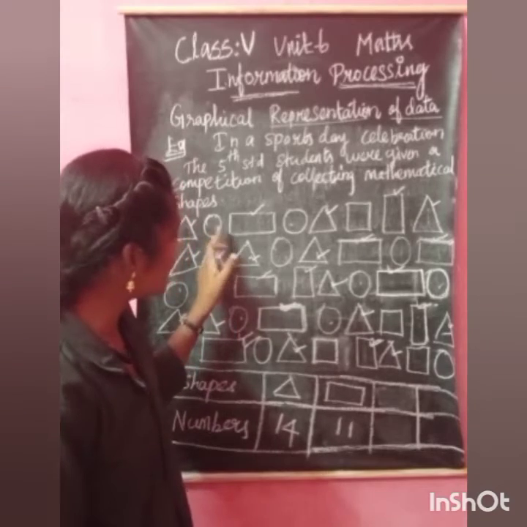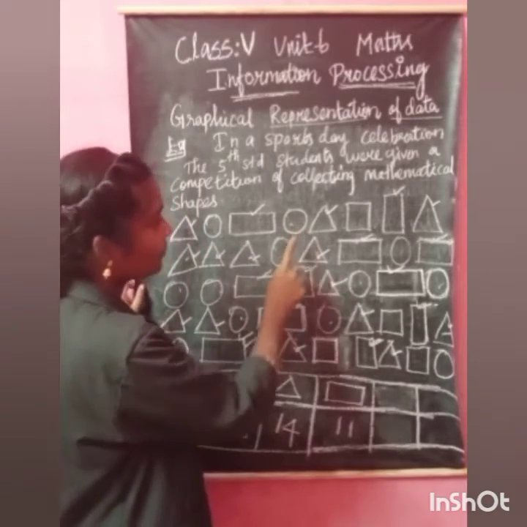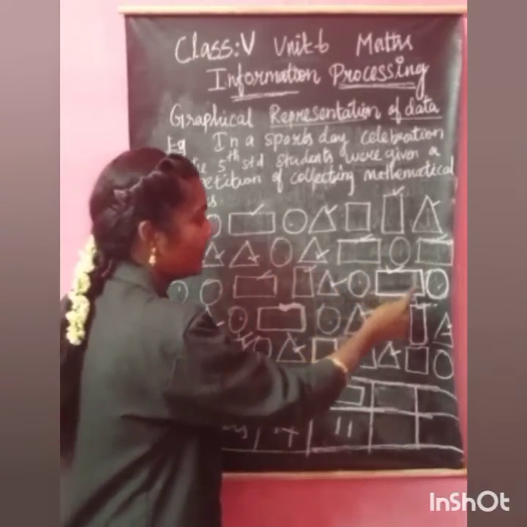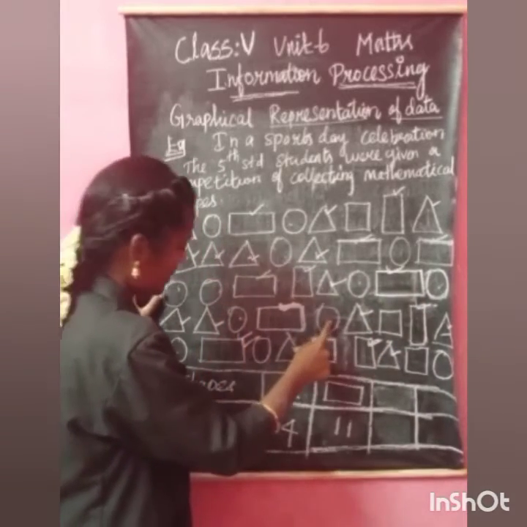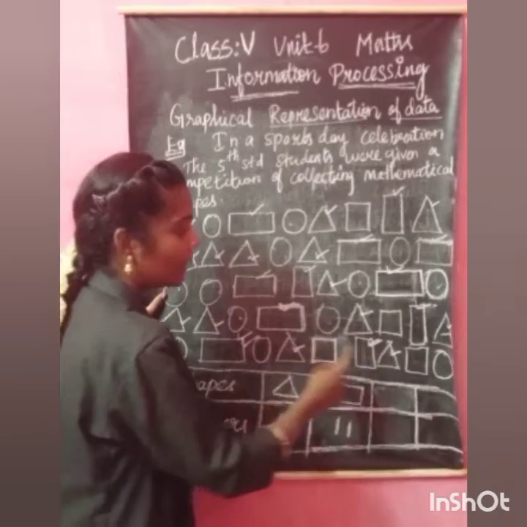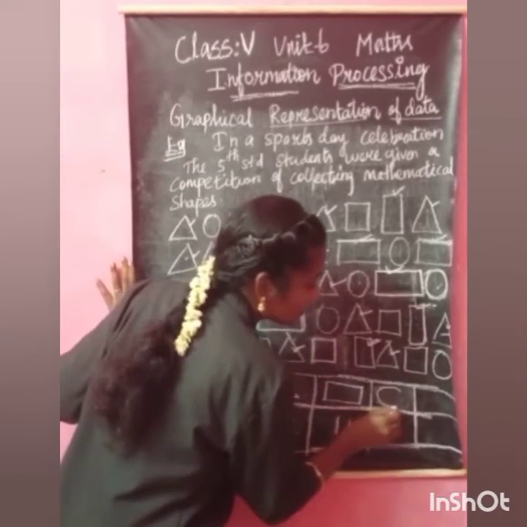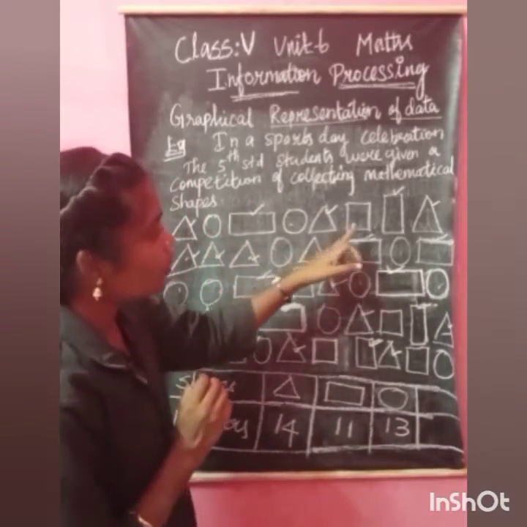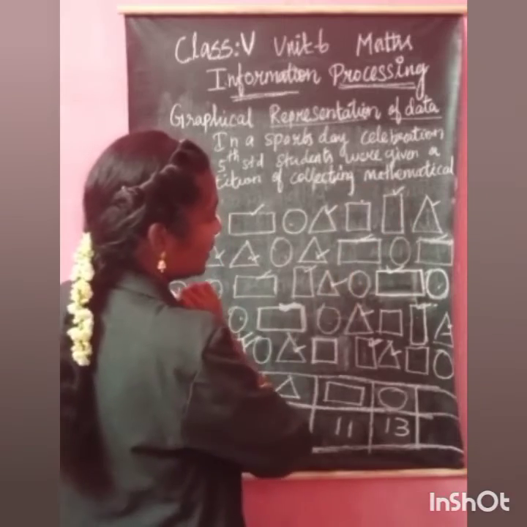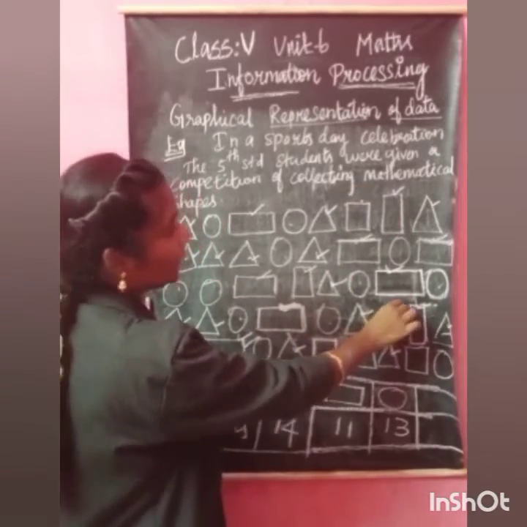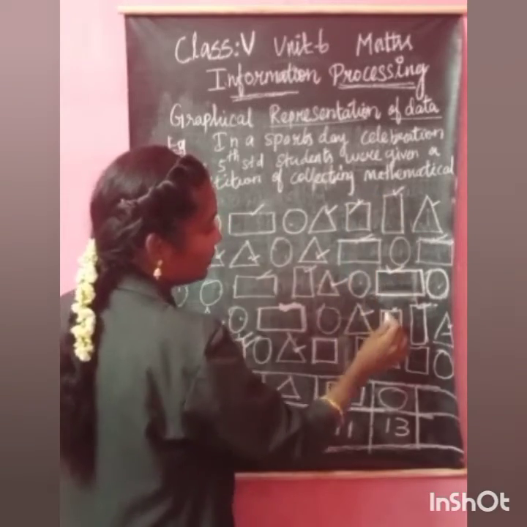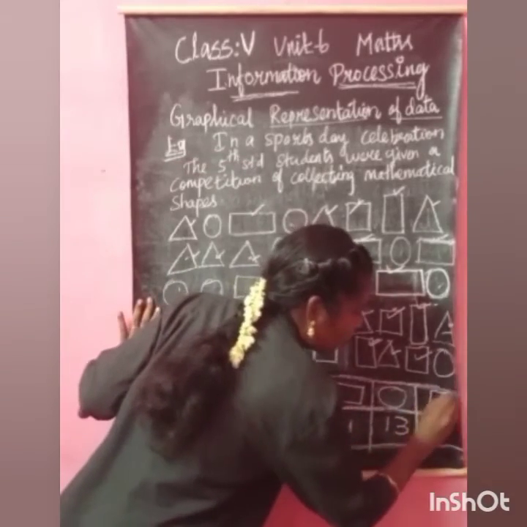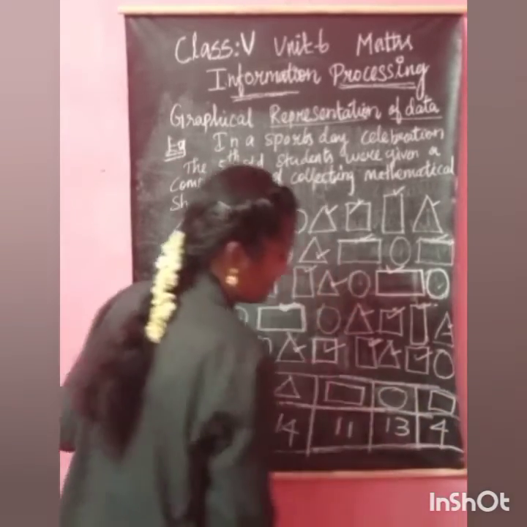Next, count the circles, children. 1, 2, 3, 4, 5, 6, 7, 8, 9, 10, 11, 12, 13. Therefore, the circle shapes are 13. Next, count the squares. 1, 2, 3, 4. Therefore, the square shapes are 4.